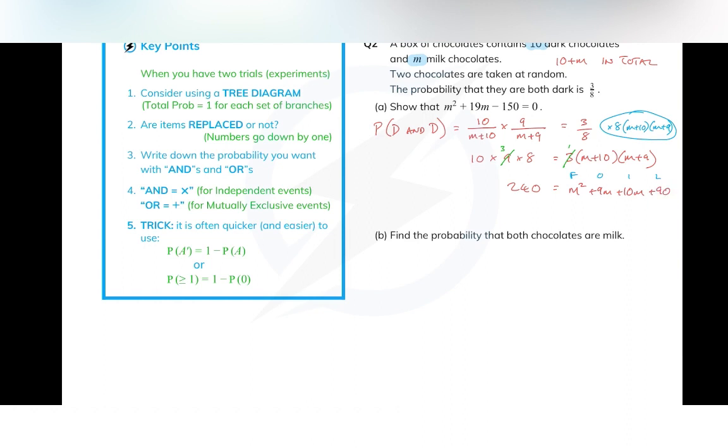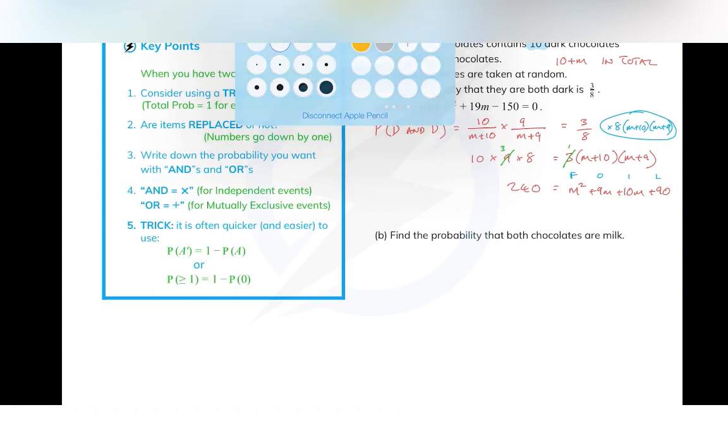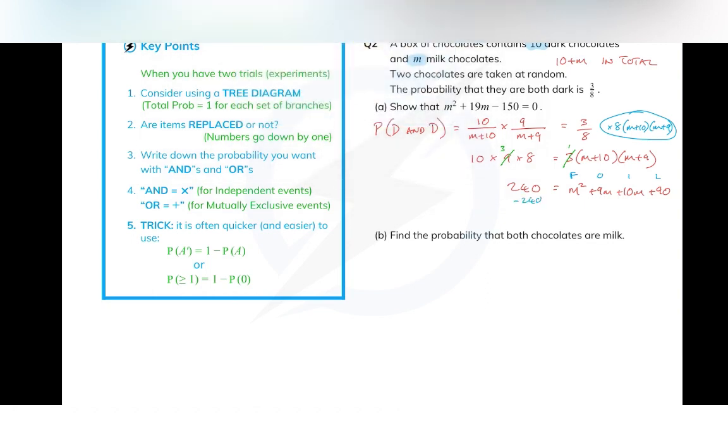Okay, and then I want to get rid of the 240 on the other side to get a 0. So if we subtract 240 from both sides and simplify, we get 0 equals m squared plus 9m plus 10m is 19m, and 90 minus 240 is minus 150, and we have done it. Okay, so nothing to be afraid of, we've just followed the rules and done a little bit of algebra, and we've done it.